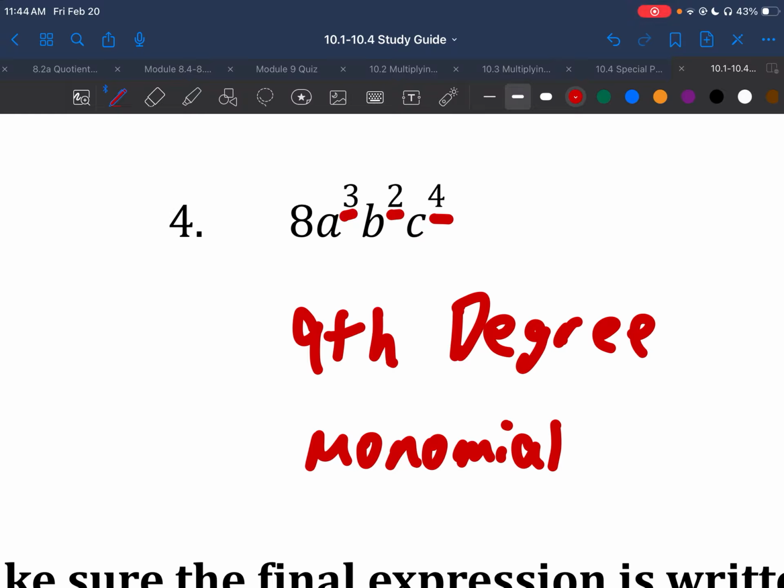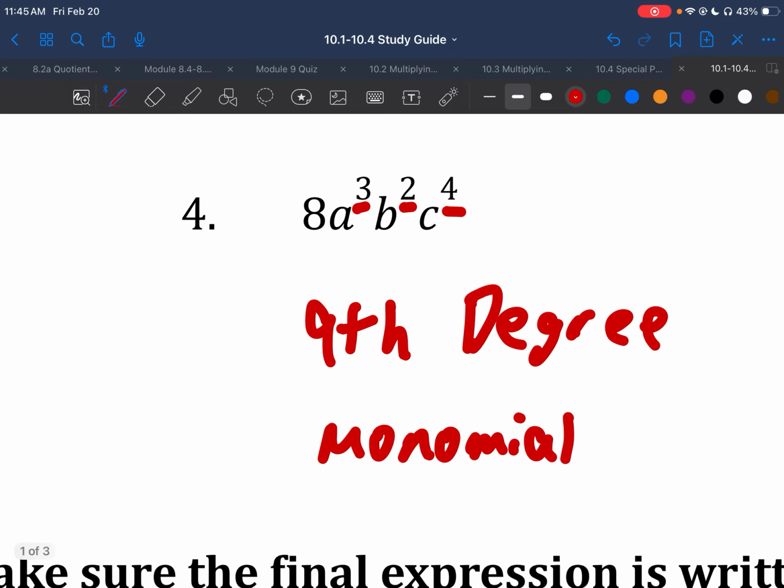Now, on the test, I will be expecting you to be able to tell me that second degree, I don't want to see second degree, I want to see quadratic. I don't want to see third degree, I want to see cubic. Okay, so you need to know the words quadratic, cubic, quartic, and quintic, right? You need to know those words. If you don't, you don't get full points.